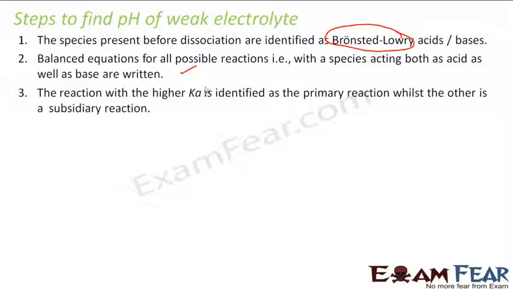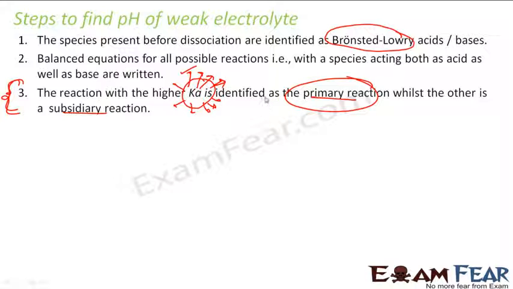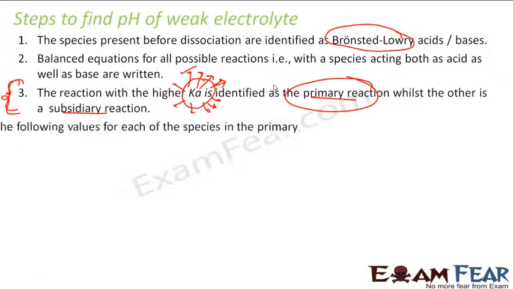The reaction with higher Ka is the primary reaction. The other is the secondary reaction. Please note this point. If you have more than one reaction, you find the value of K for all of them, and the one with the higher K will be the primary reaction, because to find pH you need only one reaction. You can't have 5 reactions. So the next step is to find the primary reaction if you have more than one reaction, by finding K of all the reactions. The one with the maximum value of K is the primary reaction.